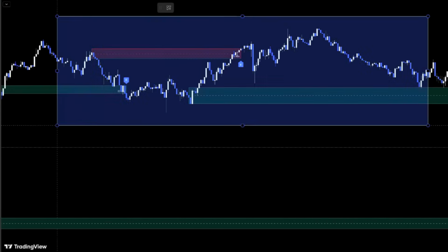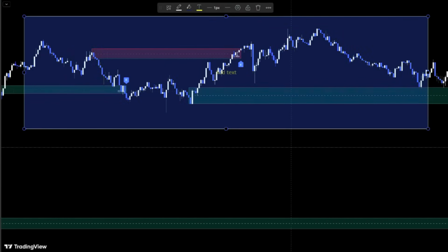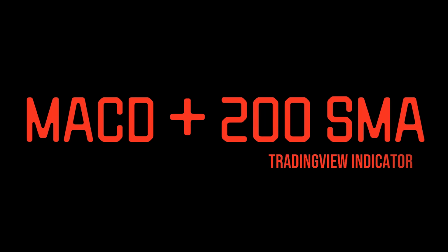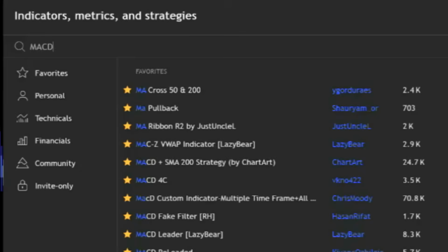Now, here's the thing. Any signal on its own can be a fake out, right? You can get chopped up if the market's just moving sideways. So I always add another layer for confirmation to help filter out that noise. For this, I like to use a MACD plus 200 SMA indicator. Just search for that and add it to your chart.